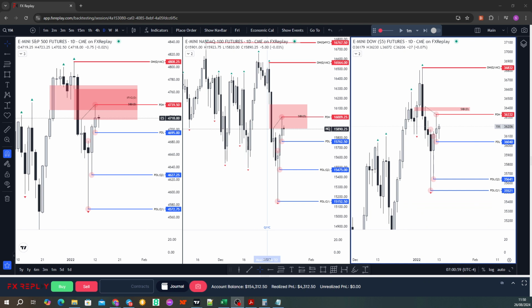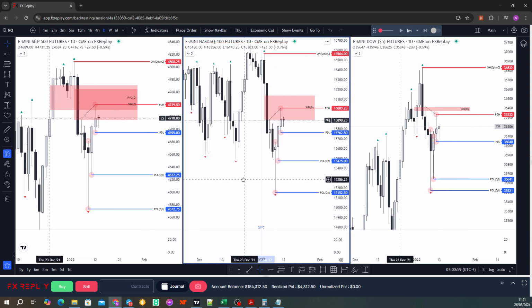Probably see on my screen. So ultimately, let's just make sure my mic is turned up. Okay. So all I've done so far is just started to remap out some key levels on the daily.